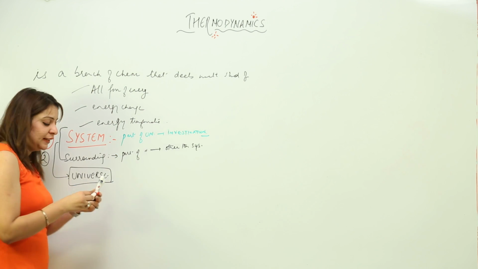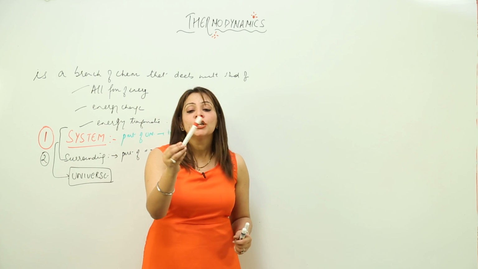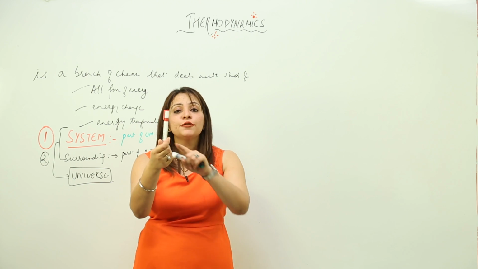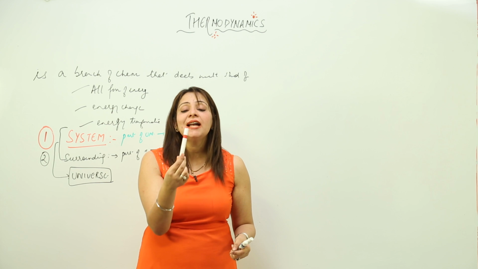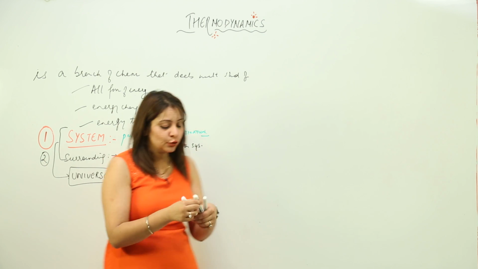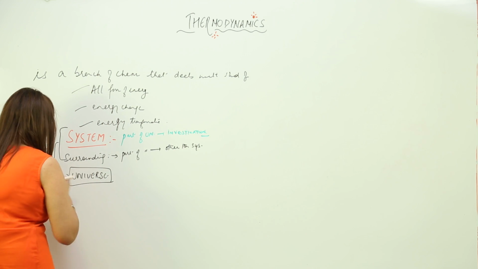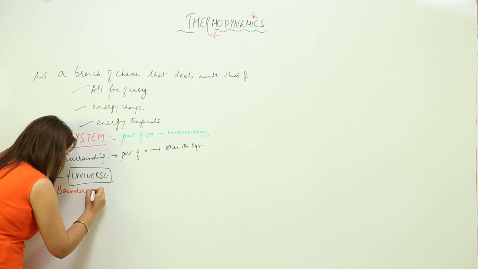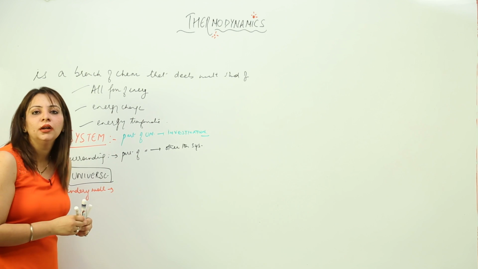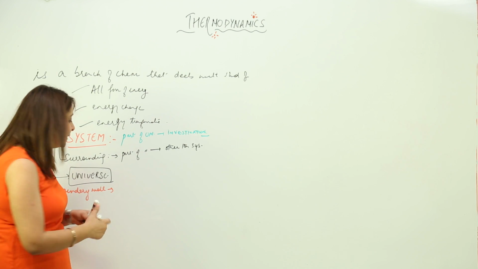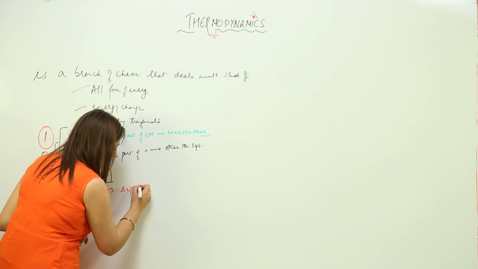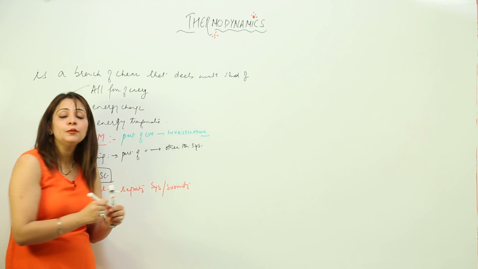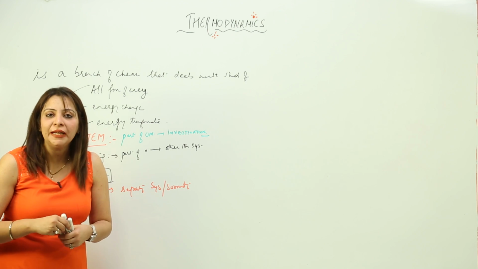Now see, I have told you that this is a marker. So it has a layer around it which separates it from the surrounding. That is called the boundary wall. So what is the boundary wall? The boundary wall is that surface which is separating the system from the surrounding.